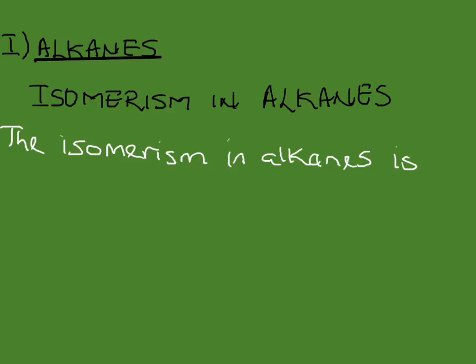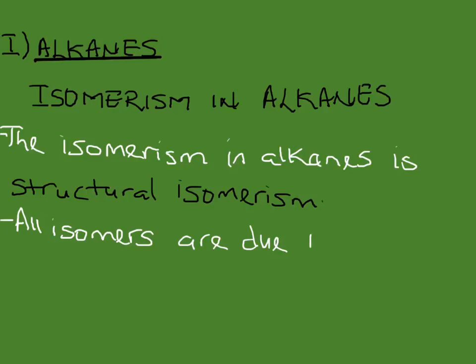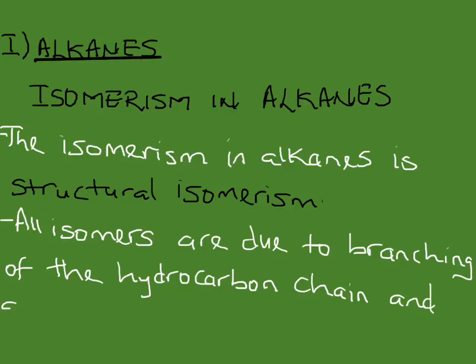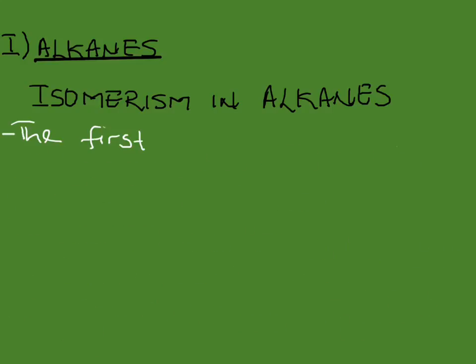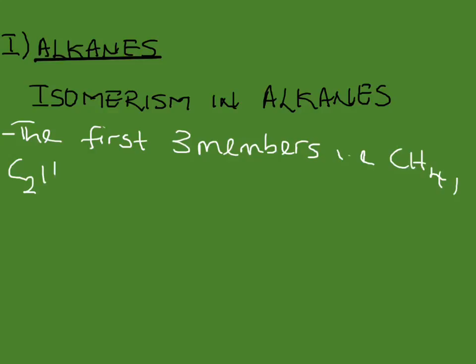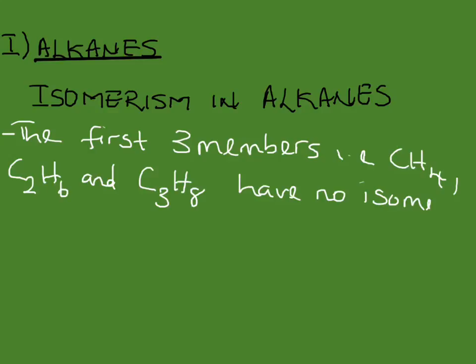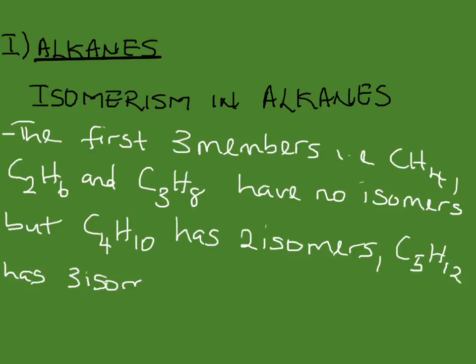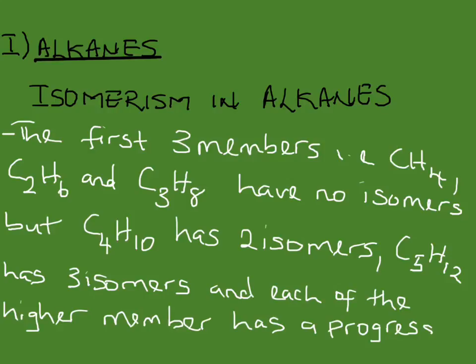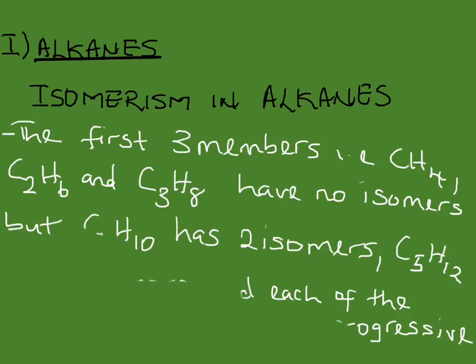The isomerism in alkanes is structural isomerism. All isomers are due to branching of the hydrocarbon chain and are therefore chain or branched isomers. The first three members, like I earlier said, that is methane, ethane, and propane, have no isomers, but butane has 2 isomers. Pentane has 3 isomers, and each of the higher members has a progressively greater number of isomers.